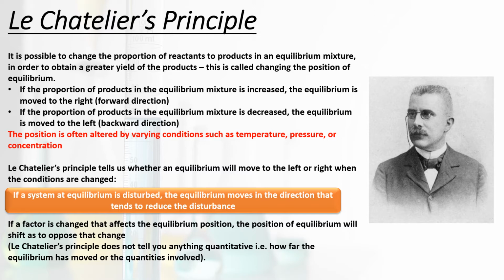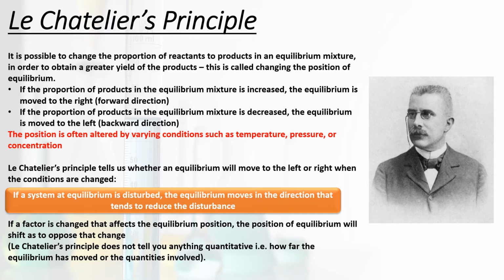So if we think of a general reaction, A plus B goes to C and D. A and B are our reactants on the left-hand side. C and D are our products on the right-hand side. We say that if the proportion of products in the equilibrium mixture is increased, then our equilibrium has moved to the right. We've gone from reactants to more products, left to right. We also call this the forward direction. If the proportion of products in the equilibrium mixture has decreased, if we've gone to make more reactants, then we say the equilibrium has moved to the left or in the backwards direction. And again, the position is altered by varying conditions, such as temperature, pressure, or concentration.